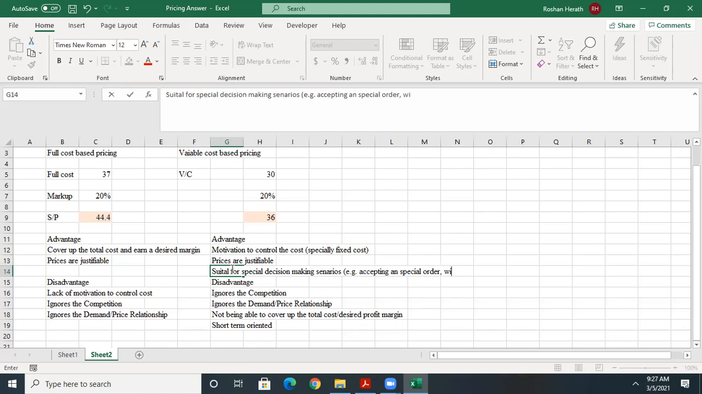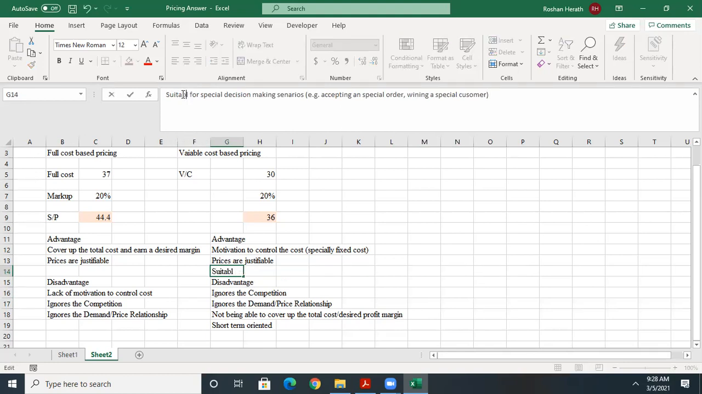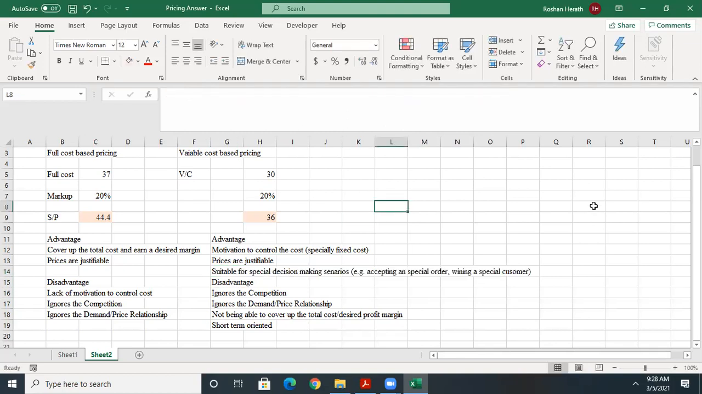Or winning a special customer. යම් කිසි customer කෙනෙක් win කරගන්න අවශ්‍ය නම් අපි variable cost එක cover up වෙන price එකක් දීලා එයාව අපිට attract කරගන්න. ඒ වගේ special decision making scenarios වලට suitable වෙනවා නේ. So likewise you can think of what may be the suitabilities and then you can get them and that's going to be an appropriate answer, right?